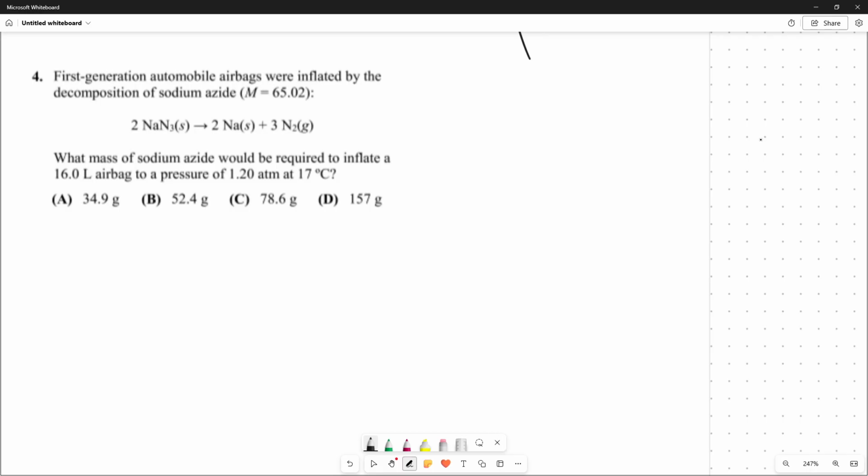So this is a pretty obvious application of PV equals nRT. But the catch here is, what are we finding? Well, we know we're going to find the moles, right? But the moles of what? We're going to be finding the moles of N2, because this equation is going to give us the gas that's going to inflate the airbag. So we're not finding the solids, we're finding the moles of gas inside of that. And then we have to use stoichiometry, dimensional analysis, to get to sodium azide.